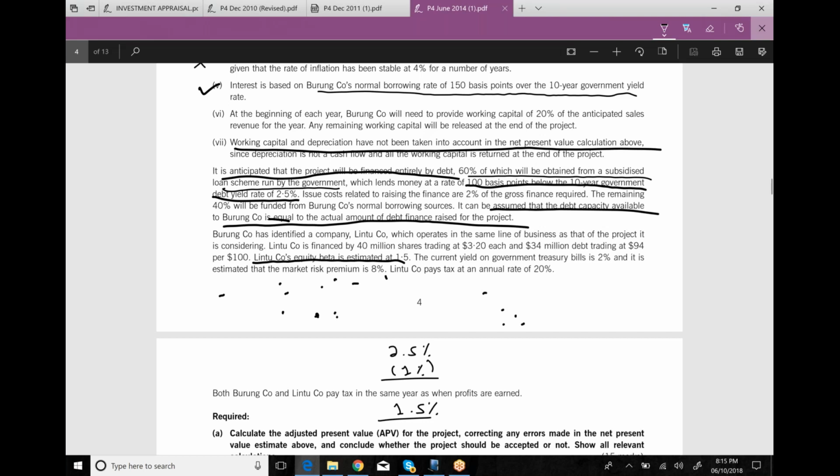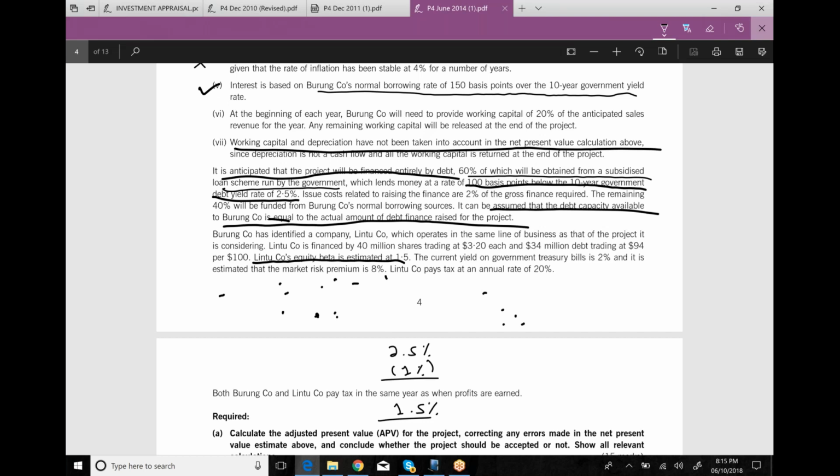Okay, so the 10 years government rate is 2.5%. The government will lend you at 100 basis points below this rate. 100 basis points means 1%. So it means they will give you the loan at 1.5% interest. Now I know the 10 years government rate, right?